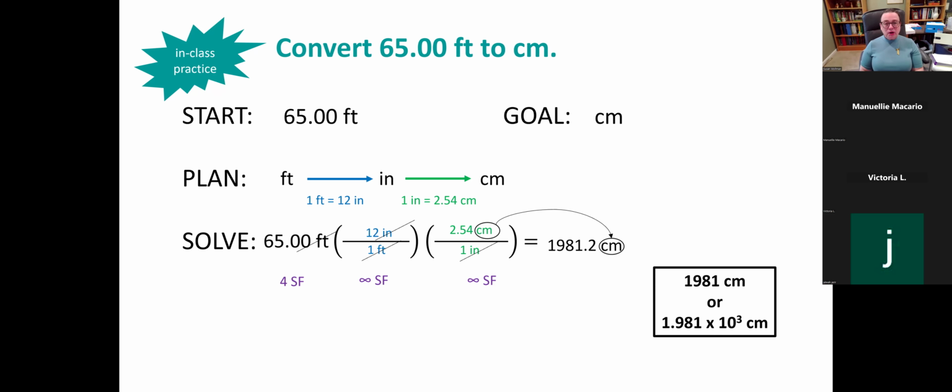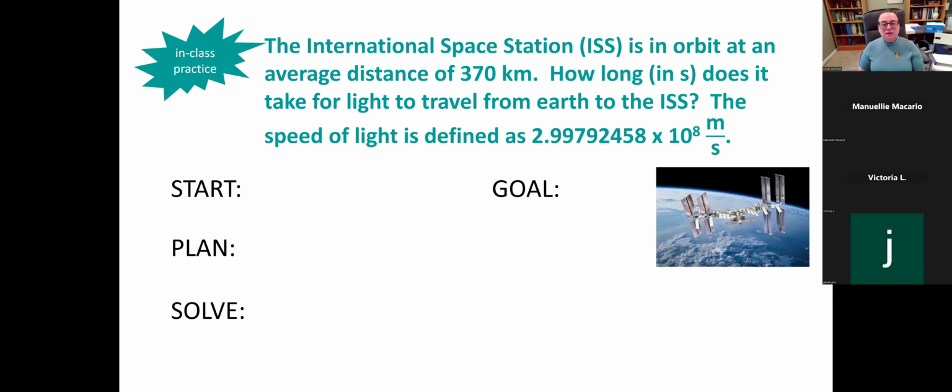All right, let's do one more that has a little twist to it. So we'll leave you with that different way of thinking about it. Here's our International Space Station. It's in orbit, out in outer space or almost outer space, at a distance of 370 kilometers. How long in seconds does it take for light to travel from the Earth to the International Space Station? And I will tell you that the speed of light is by definition 2.9979248 times 10 to the 8th meters per second.